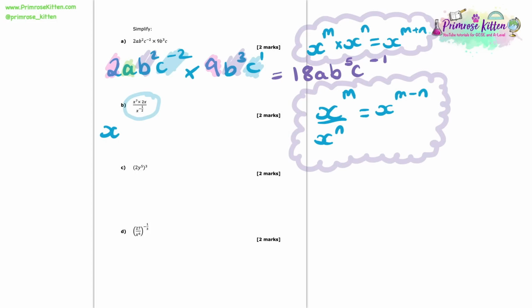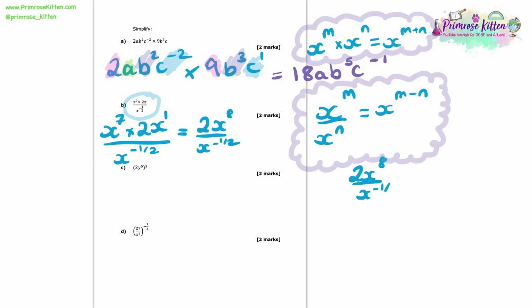So here we have x to the power of 7 times by 2x divided by x to the power of minus 1/2. Now I would start off here by simplifying the top. Let's remember that x is really x to the power of 1. That's going to simplify to give us 2x to the power of 8. And it's still all over that x to the minus 1/2, because we're going to look at that now. Now because we're dividing, that means we're going to subtract their powers. So here we have 2x to the power of 8 minus 1/2. That will simplify to give us 2x to the 8.5, and that there will be our answer.